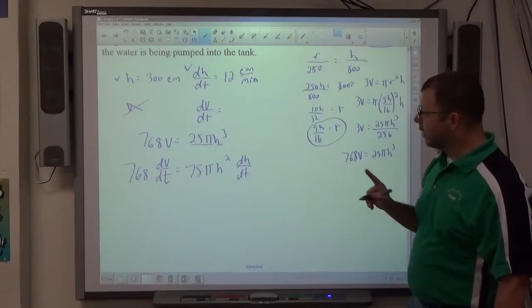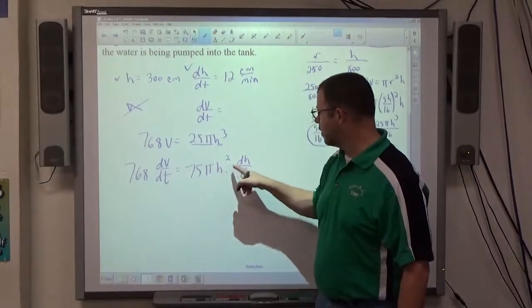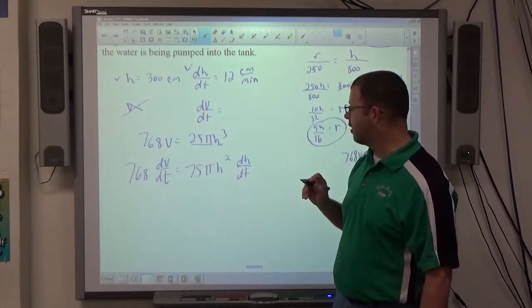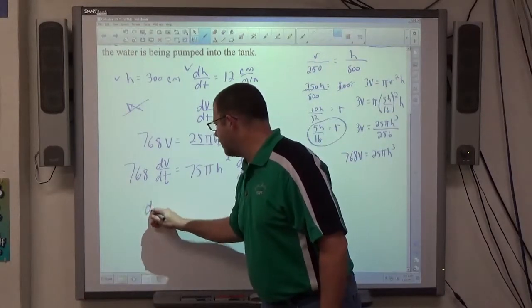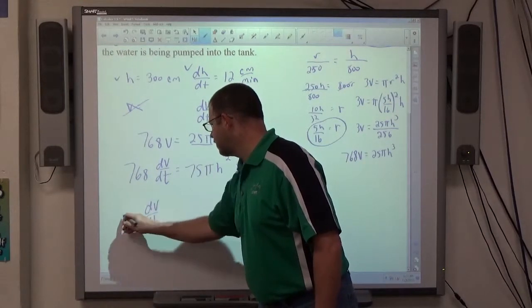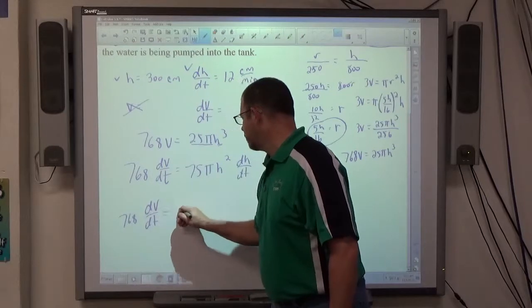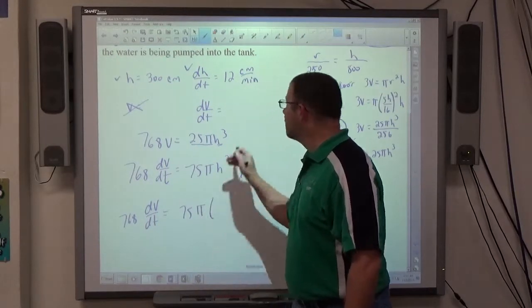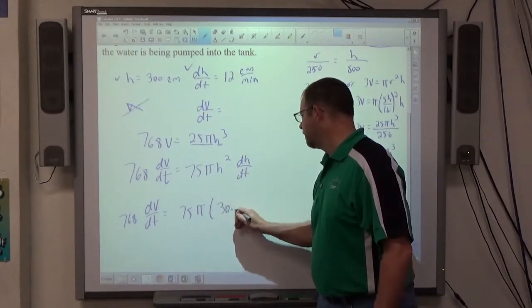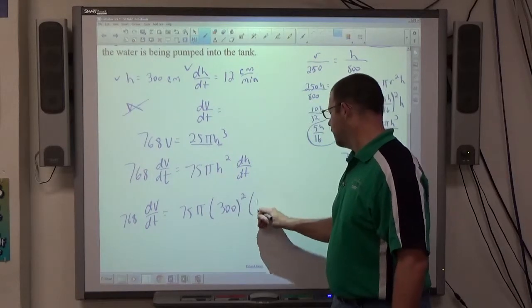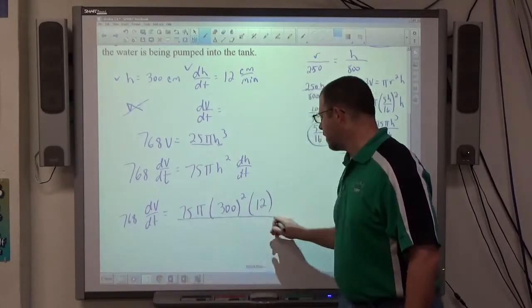Once I get to this point, what I care about is this, what I know is this and this, so it's just a matter of substituting stuff in. So dv over dt times 768 is going to equal 75 pi times h squared, that's 300 squared, times dh over dt, that's 12. Divide that by 768.